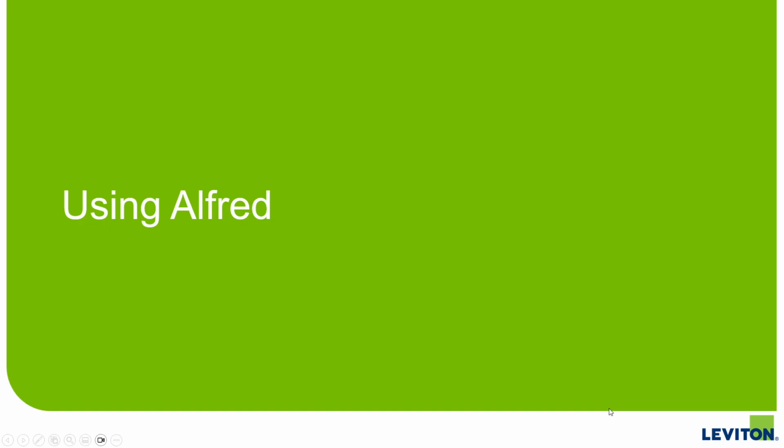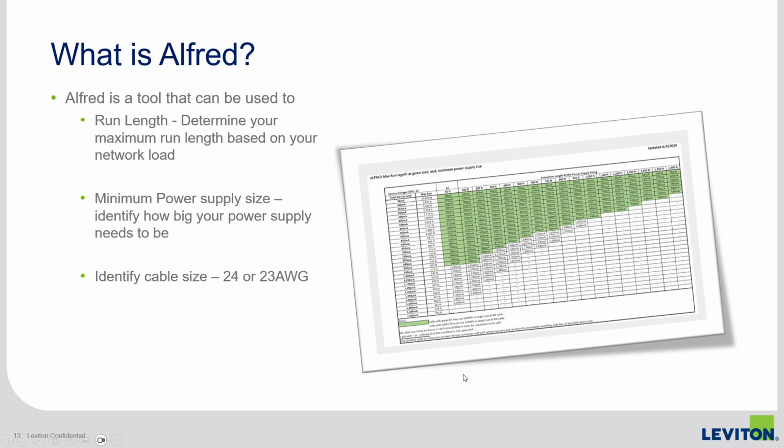All right, now we're going to jump into a cool tool that I really want to show you that helps you resolve the power side of your network. Pretty much everything about repeaters and topologies and layouts and termination, that's all about the data side of the network. Let's go ahead and look at this tool called Alfred and what it does for you. So first, it's a tool that can be used to determine your maximum run length based on your network load.